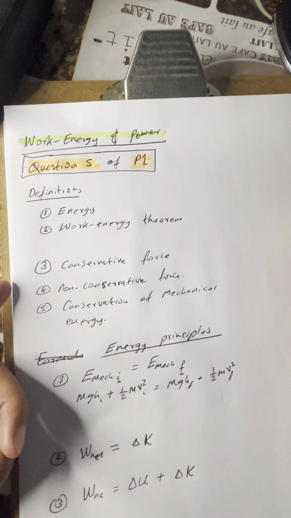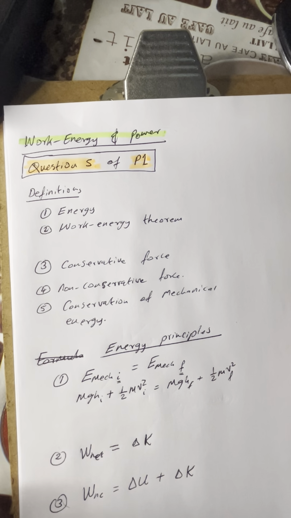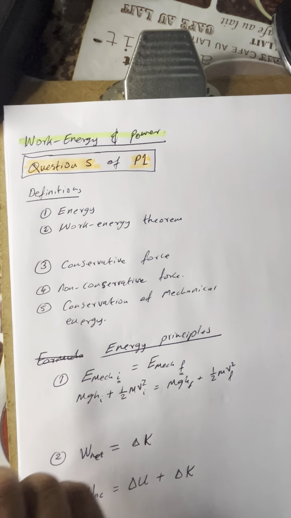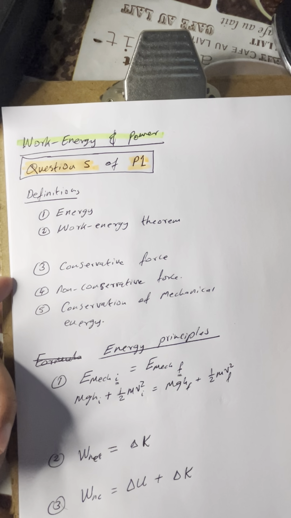Let's summarize the work energy theorem question, which is question 5 in your paper 1 exam paper. Let's start with definitions. There's a couple of definitions. If I might have forgotten something, please add it in your notes as you study and as you prepare for paper 1. You need to remember the definition for energy, which I believe you've done in grade 10.